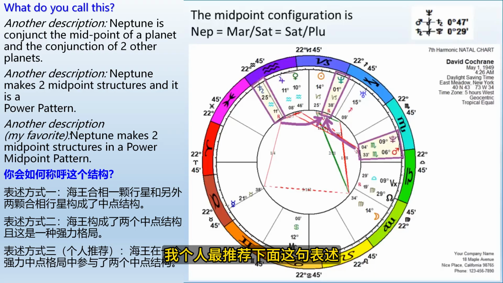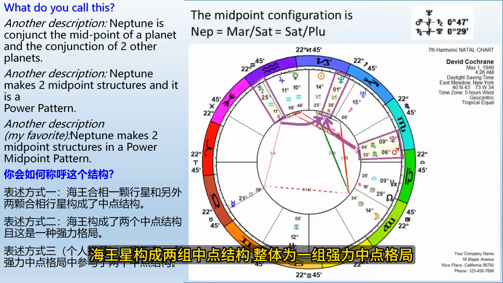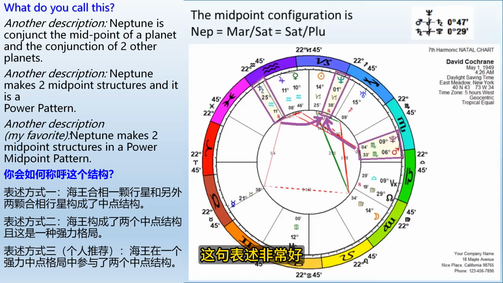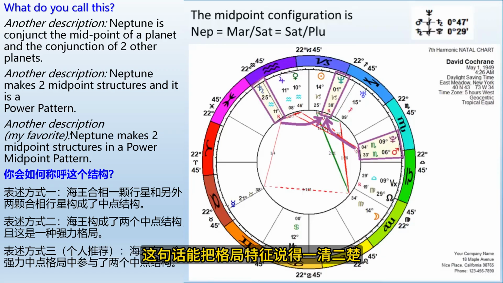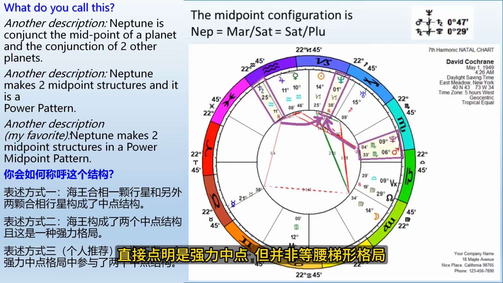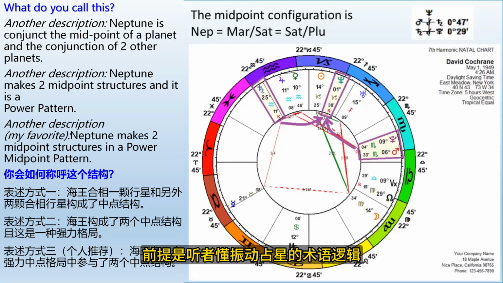And here's my favorite of all, but I really like that one. I think that's a very good description. Let's see. Neptune makes two midpoint structures in a power midpoint pattern. Ooh, that's cool. That really makes it totally clear. A power midpoint pattern. Remember, power just means a conjunction. But I like to say how many midpoint structures there are right up front. Neptune makes two midpoint structures, and it's a power midpoint pattern. That means it's power midpoint. It's not an isotrap.